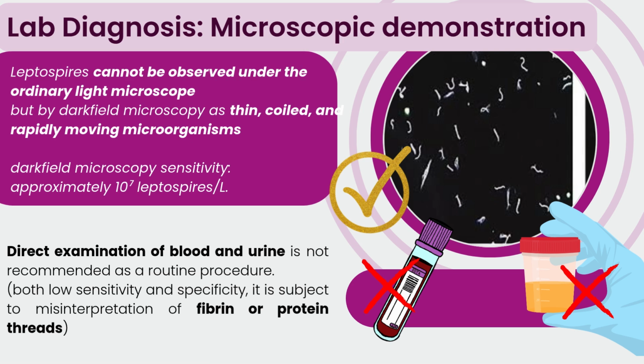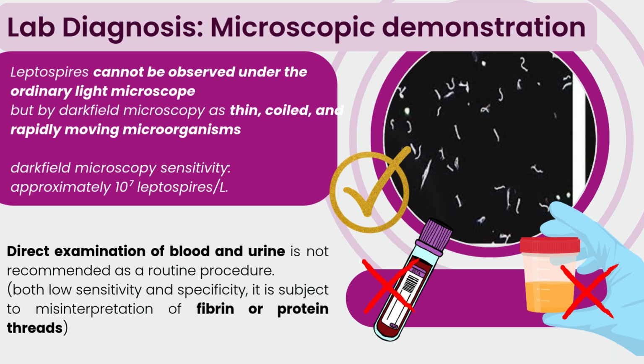Also, misinterpretations can easily be confusing, as we have fibrin strands or protein threads that can be mistaken for other elements. A key point to remember here is that leptospires are not visible under an ordinary light microscope. Instead, we use dark field microscopy to observe them. Here, they appear as thin, coiled, and rapidly moving microorganisms.